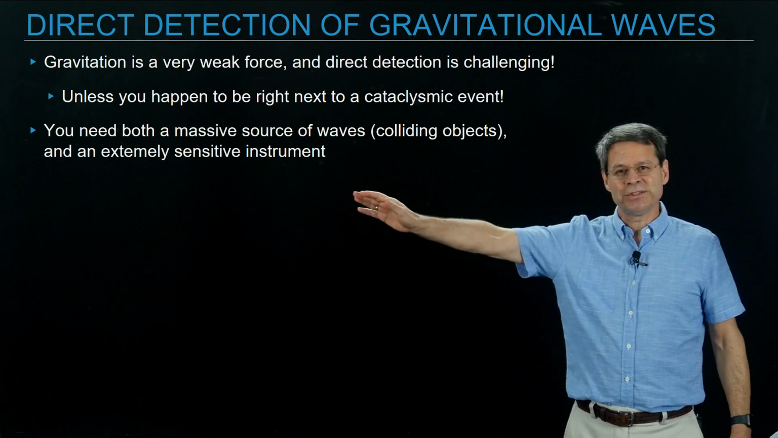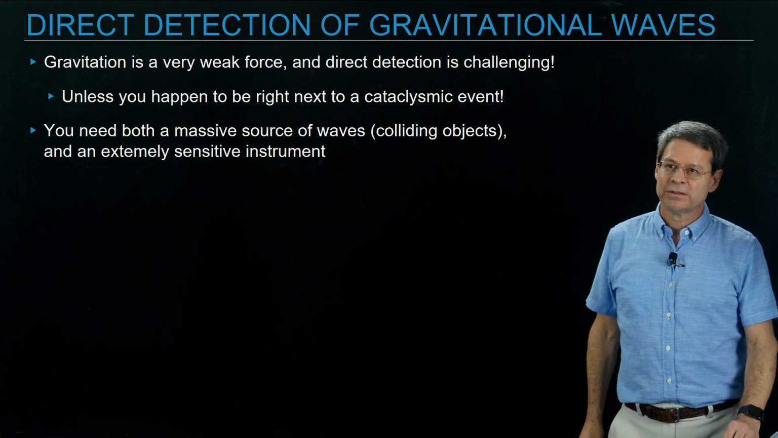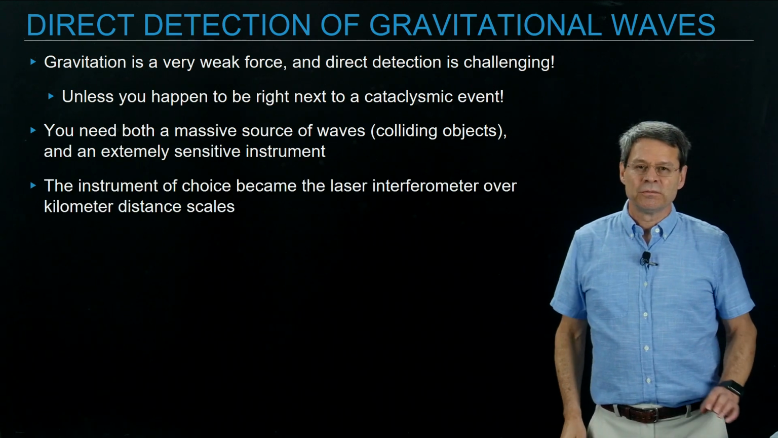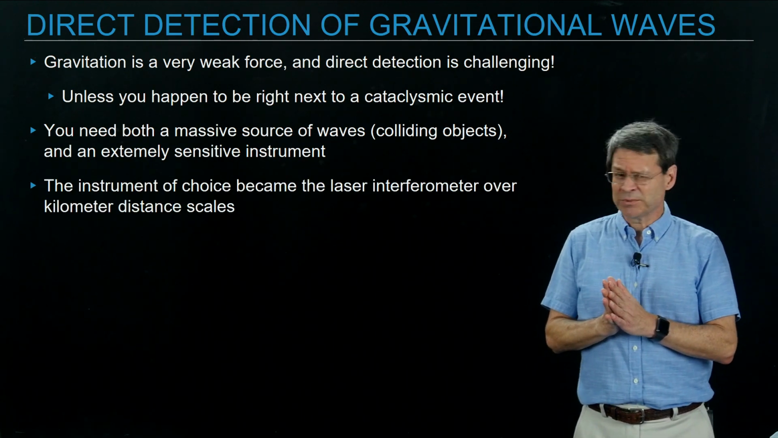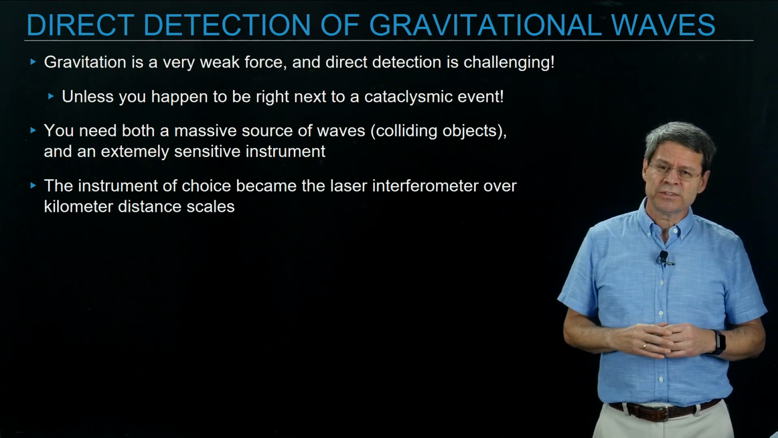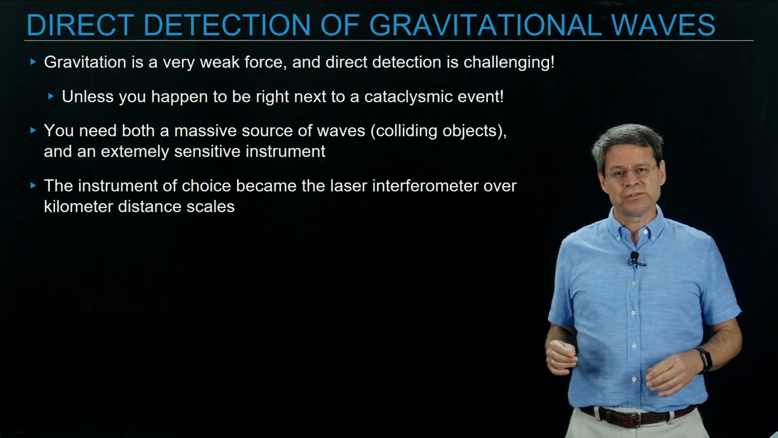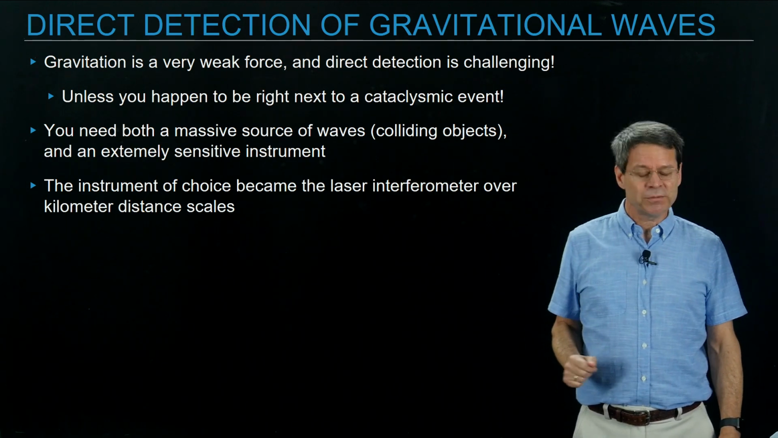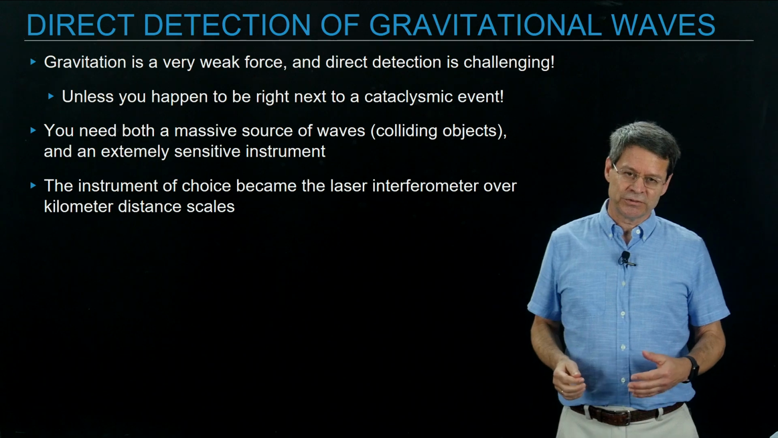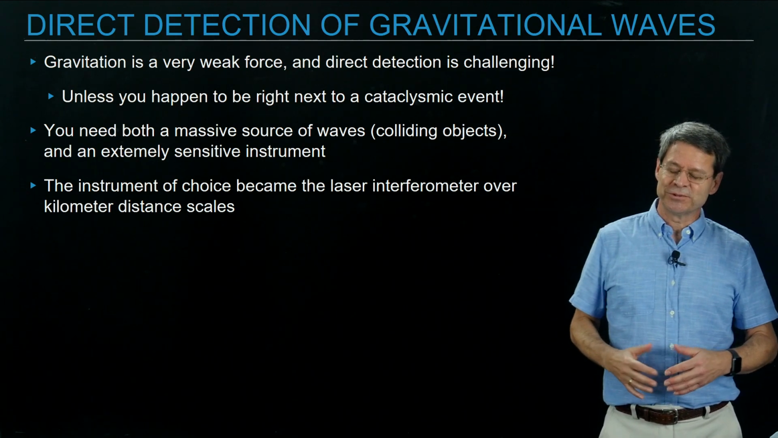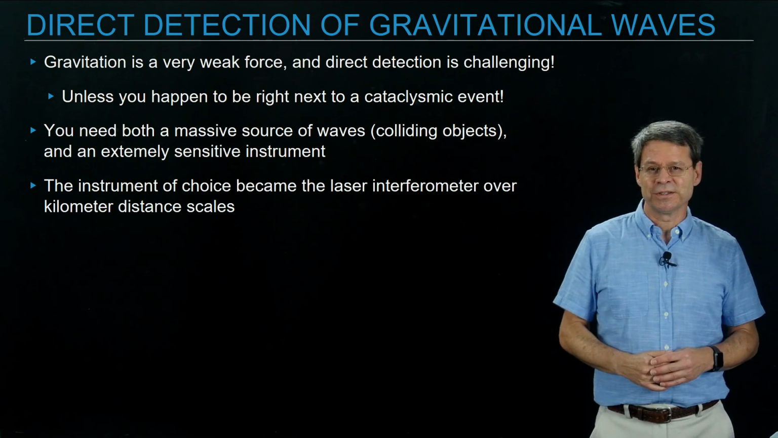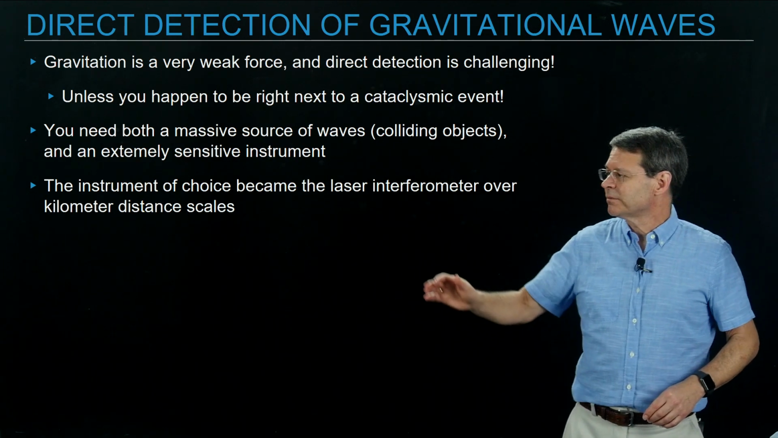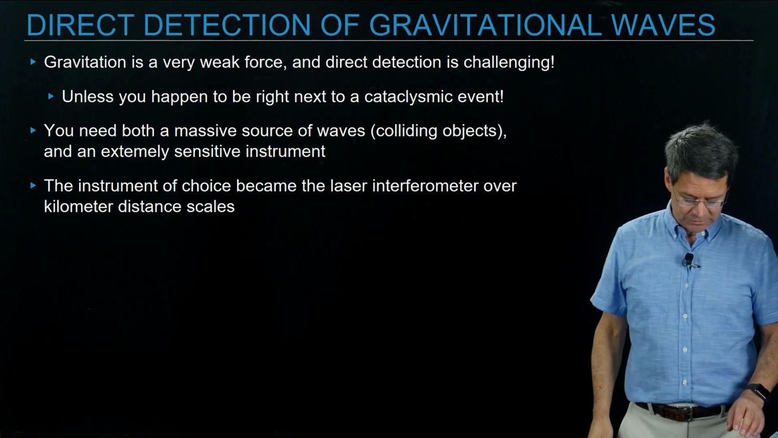And you need an extremely sensitive instrument, right? How sensitive? Well, first let's talk about the instruments that could do the measurement. So it turns out, over the years, the instrument of choice to measure distortions in space-time became the laser interferometer, very much like the Michelson interferometer that was used to invalidate the theory that there was an ether for electromagnetic waves to propagate. So it's an interferometer that goes in two directions. And you need it in kilometer distance scales.